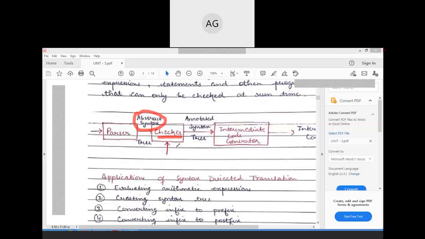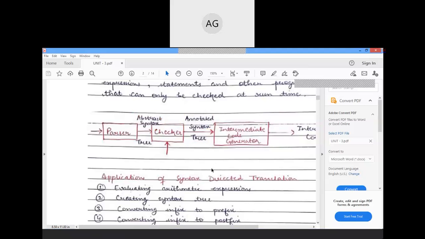And after the syntax directed translation, the abstract syntax tree is converted to the annotated syntax tree, because here we have already checked the semantics of the language, or the semantics of the parse tree. So this is called the annotated syntax tree, and it is the input to the intermediate code generator, which is basically the fourth phase of compiler design. So just remember this diagram: after this phase, we convert the abstract syntax tree into the annotated syntax tree.